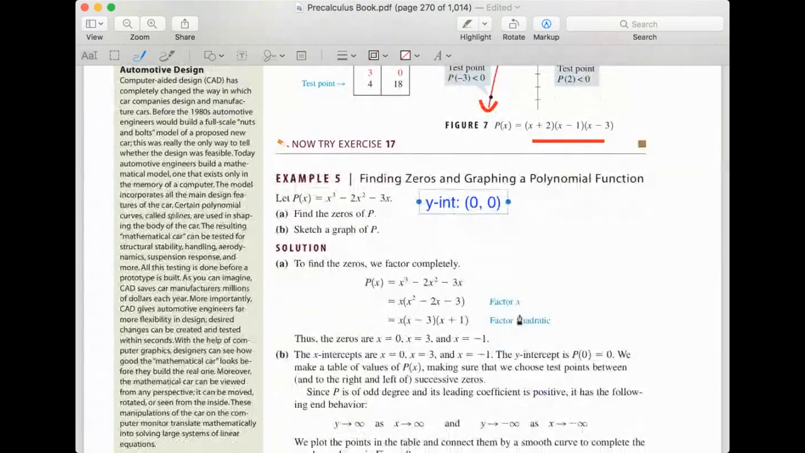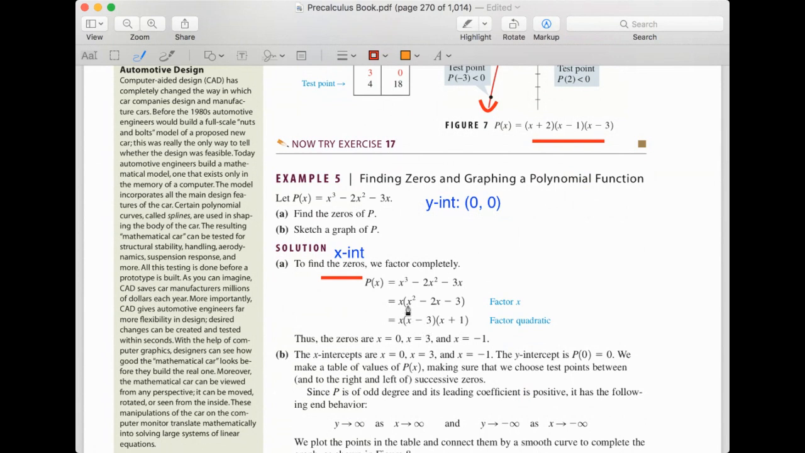The zeros are also called x-intercepts. It's just another name for it. We want to put it in a factored form. So first we factor out x. Once we factor out x, we have x squared minus 2x minus 3. Now we can factor this, so factor as x minus 3, x plus 1.